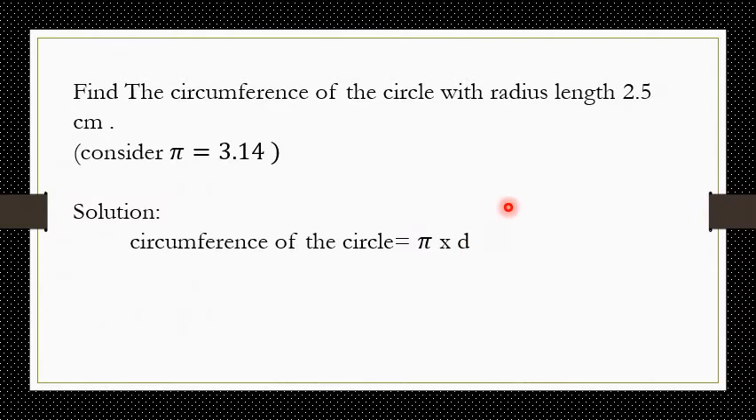Circumference of the circle equals pi by d. So pi equals 3.14 and d equals 2.5. Now 3.14 by 5 equals 15.7 centimeter.